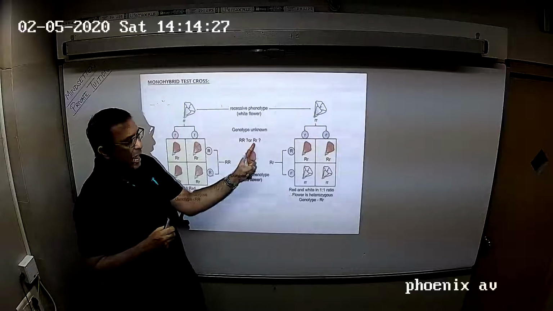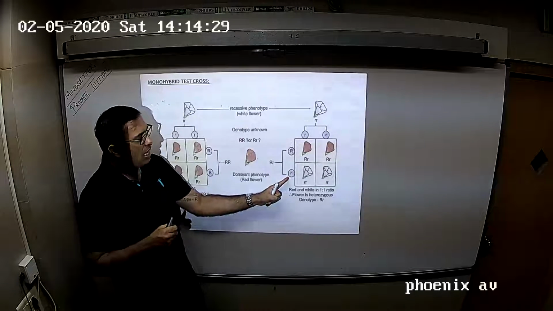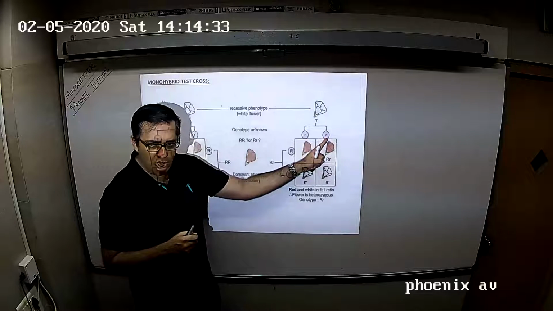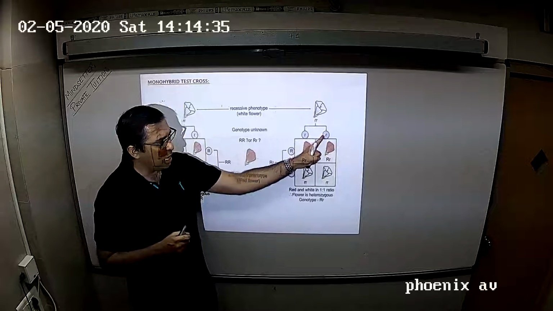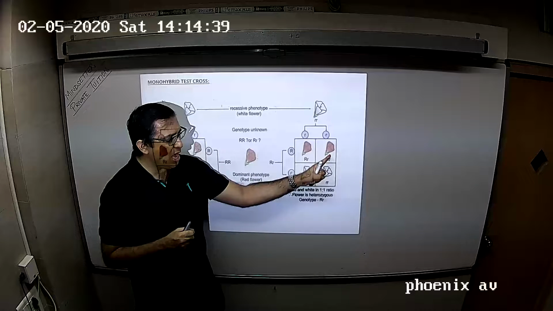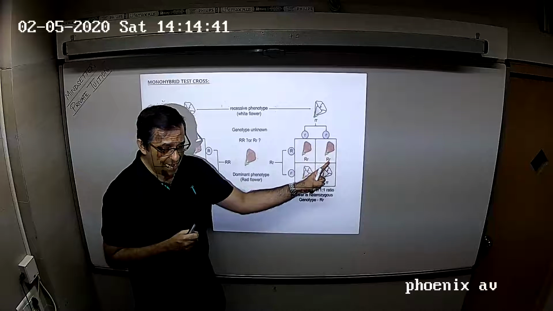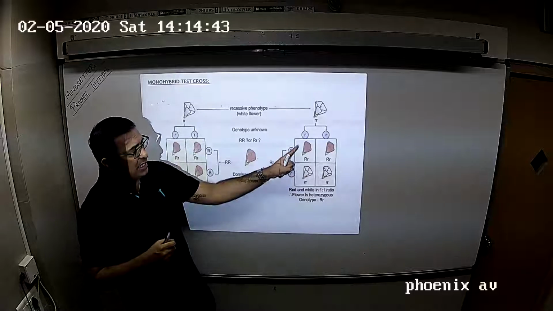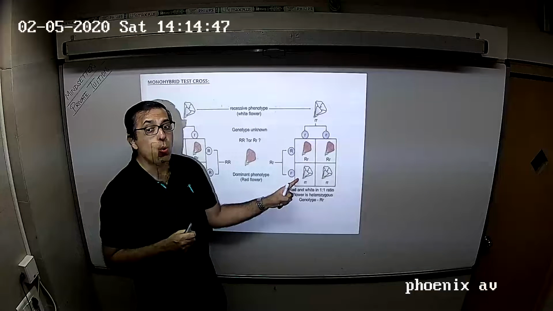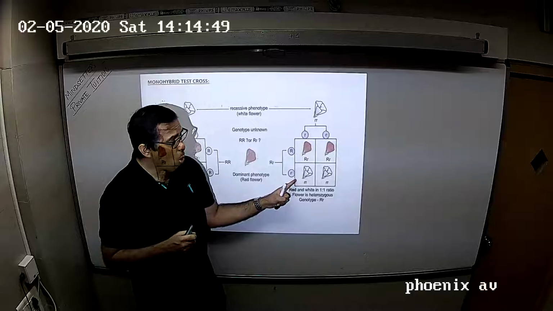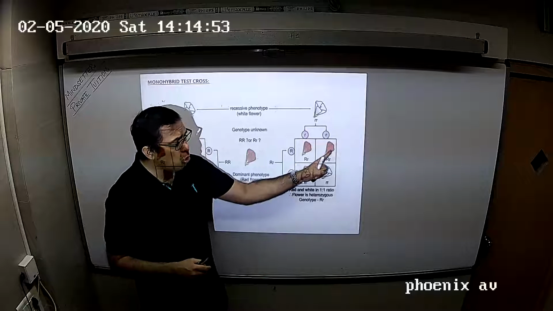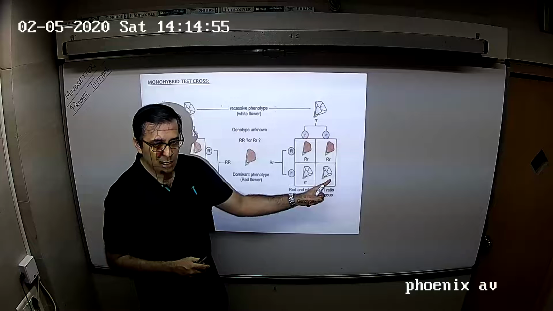Suppose it was capital R small r. Then capital R small r crossed with small r, which is the recessive plant, you will get capital R small r, that is hybrid red, and you will get small r small r, that is white. So what is the F2 ratio, or the next generation ratio, you got? 2 reds and 2 whites.